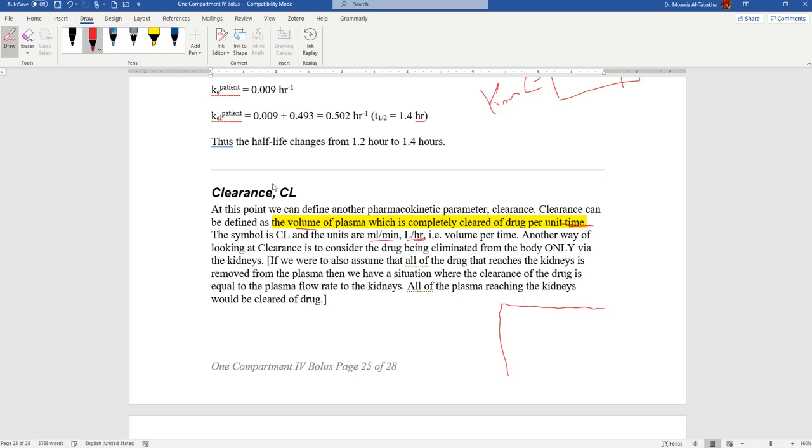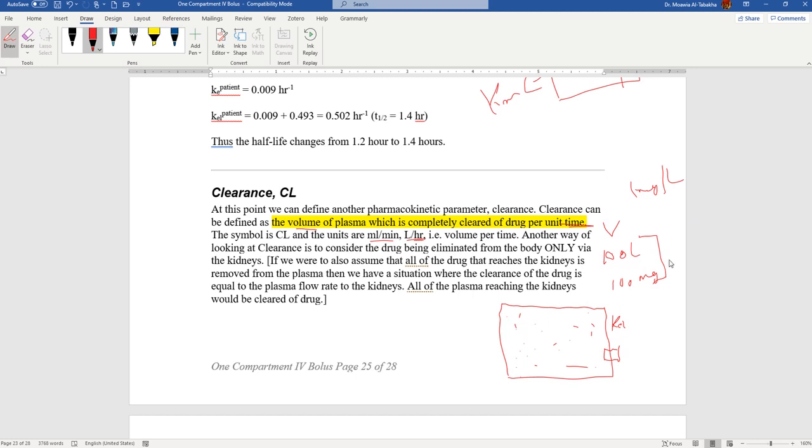Let's suppose that you have this compartment, okay? And here you have the window for elimination that we talked about, KL. And in this compartment, let's say you have 100 liters. The volume is 100 liters. And in this 100 liters, let's say you have 100 milligrams. That means the concentration is 1 milligram per liter. Okay? Let's say this is at time 0.